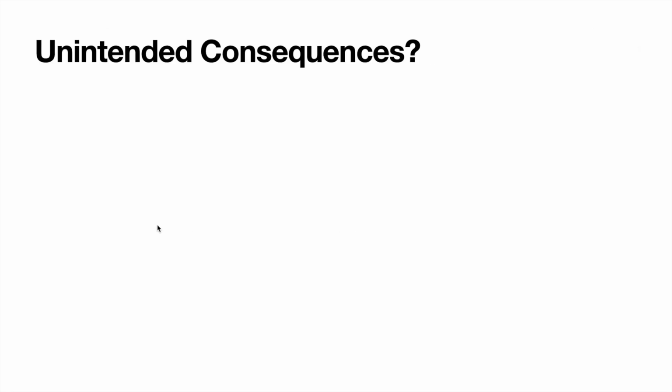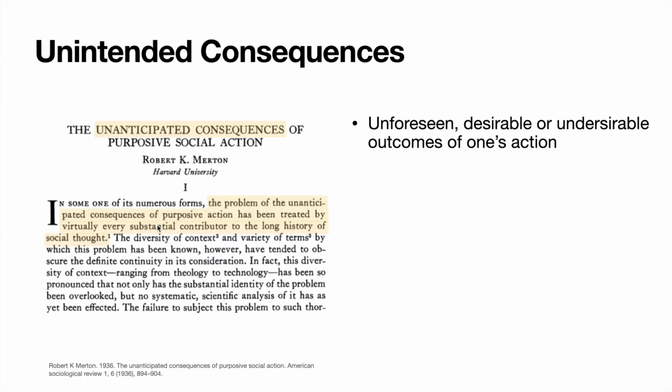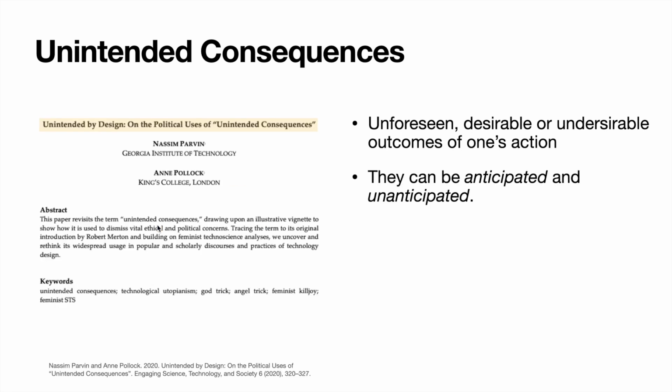And I showed you a lot of news headlines just now, but what do I really mean by unintended consequences? Already in 1936, a famous sociologist, Robert Merton, coined the term unanticipated consequences to describe unforeseen, desirable or undesirable outcomes of one's action. Today, most of us refer to the unforeseen outcomes, the results of policies or technologies, as unintended consequences. However, some have argued that this term conflation has caused a loss of nuance. In fact, unintended consequences can be either anticipated or unanticipated.